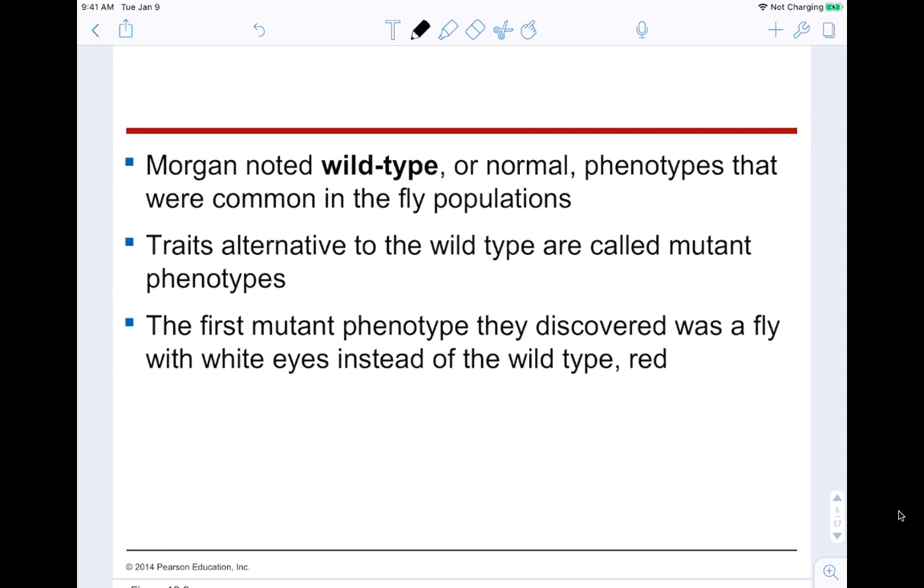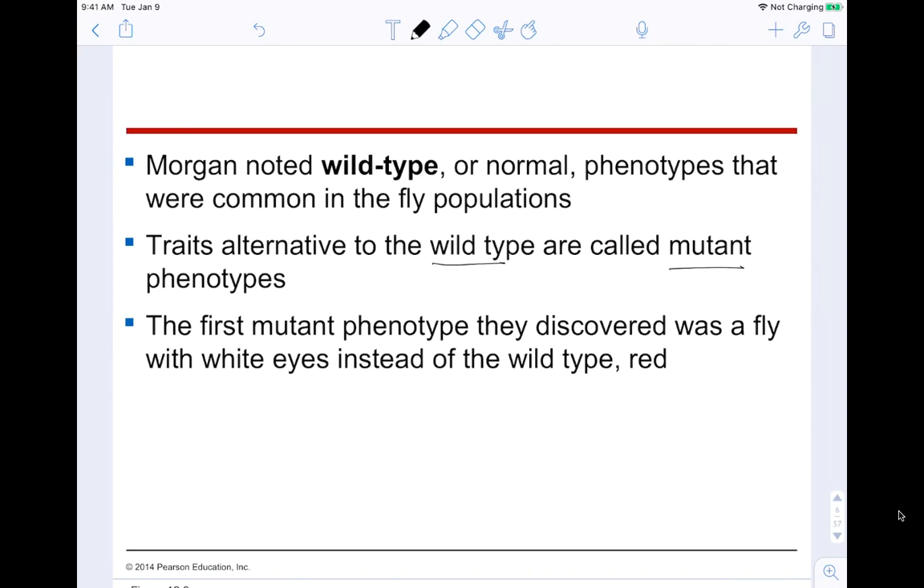Morgan noted a wild type, or the normal phenotype, the normal characteristics of these flies that were common in the fly populations. The traits alternative to the wild type were called the mutant phenotype. So basically you have your normal and then your mutants. He had these 2 classes.